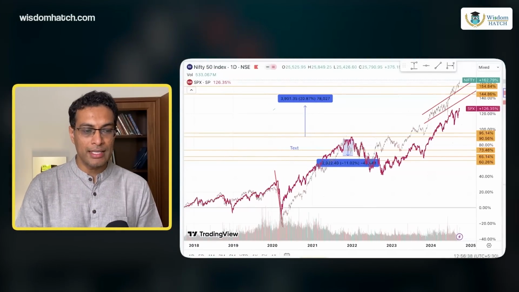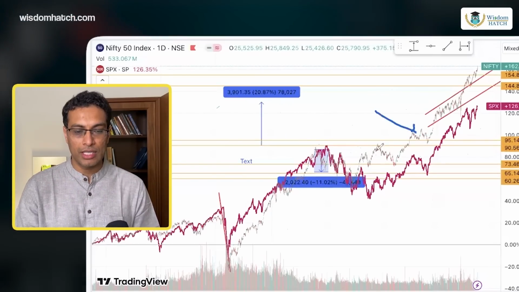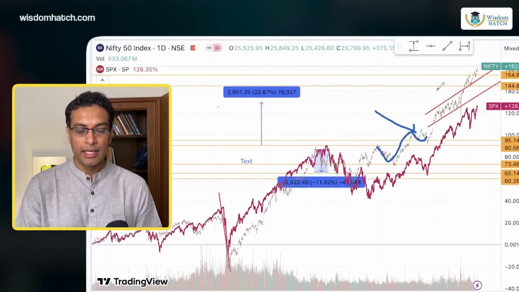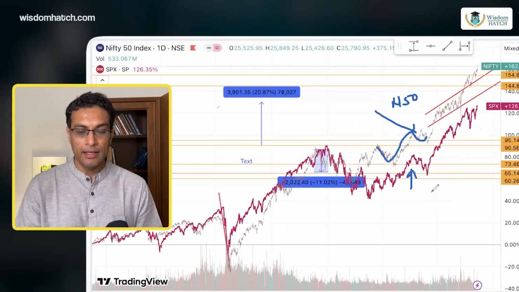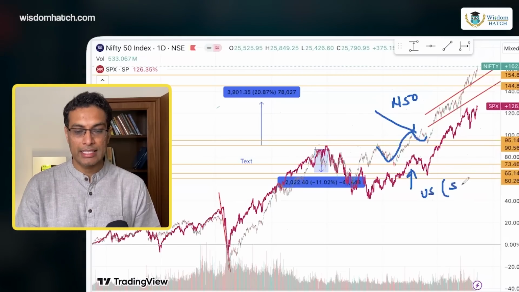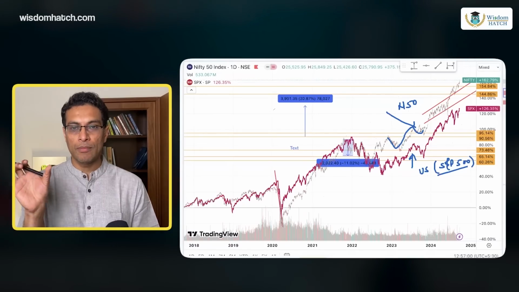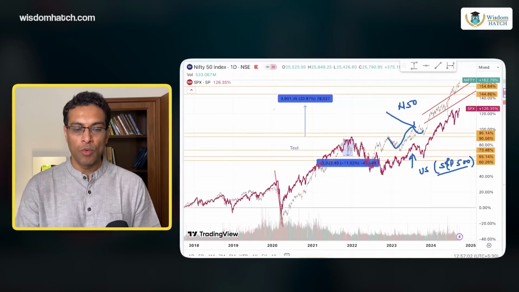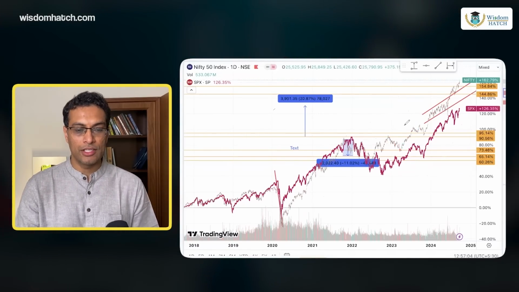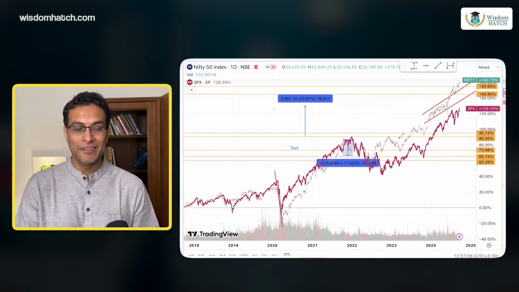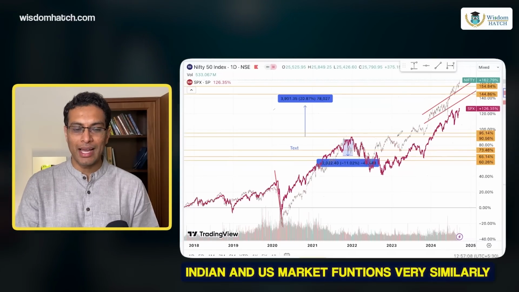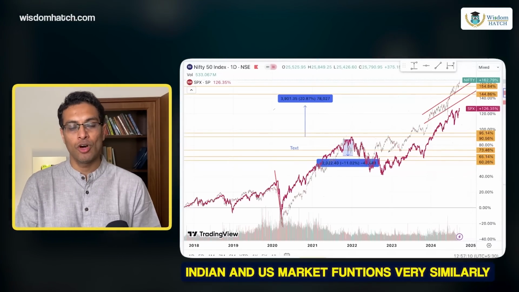So here, what I've done is that this candlestick pattern, this entire thing, is the Nifty 50, right, and this line is the US S&P 500, which is the US stock market index, or one of the broad indices in the US. Now, what you will notice, to cut the long story short, is that both the Indian market and the US market function almost similarly.